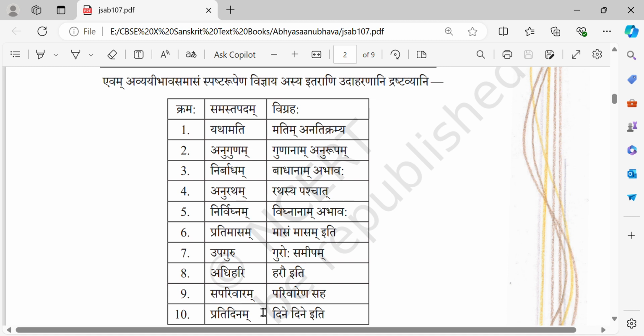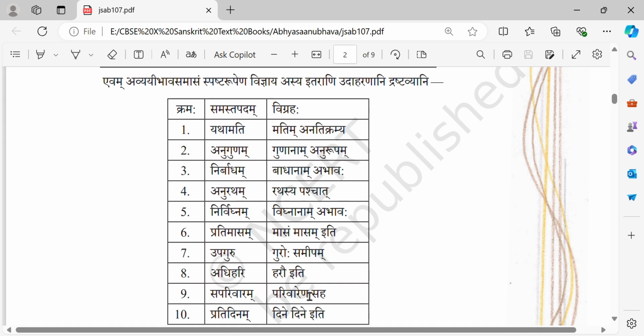Saparivaram. Sa means along with. Don't put sa with two dots. That is saha, means pronoun, it is he. You have to write sa and ha. So note the difference here. Saha means along with. Sa parivaram. Parivaram means family. Parivarena saha means along with the family. Sasneham. Such a word is also used here.